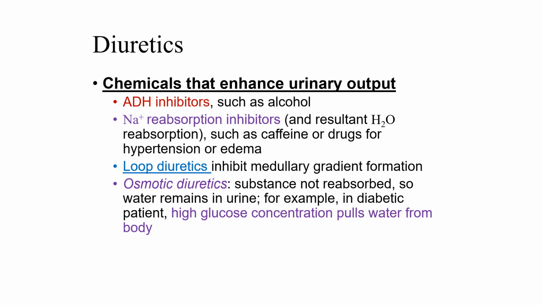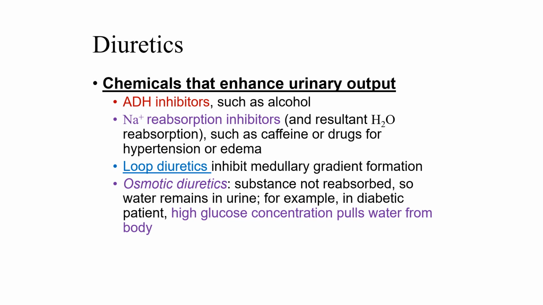Those inhibit ADH. Then there are sodium reabsorption inhibitors, which also means that water is not going to be reabsorbed. This would be caffeine or drugs for hypertension or edema. Anything that interferes with sodium reabsorption also interferes with water reabsorption, and that's what iced tea and coffee, caffeine, do to us. And then we have loop diuretics. These inhibit the medullary gradient formation, and you have to be real careful about that.